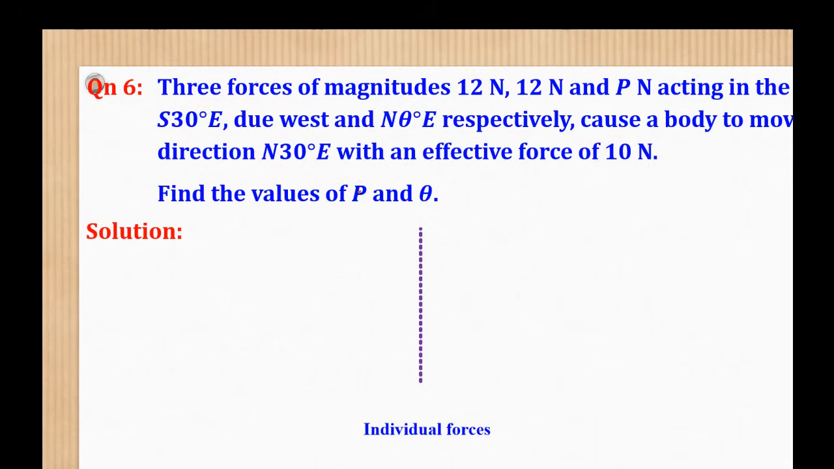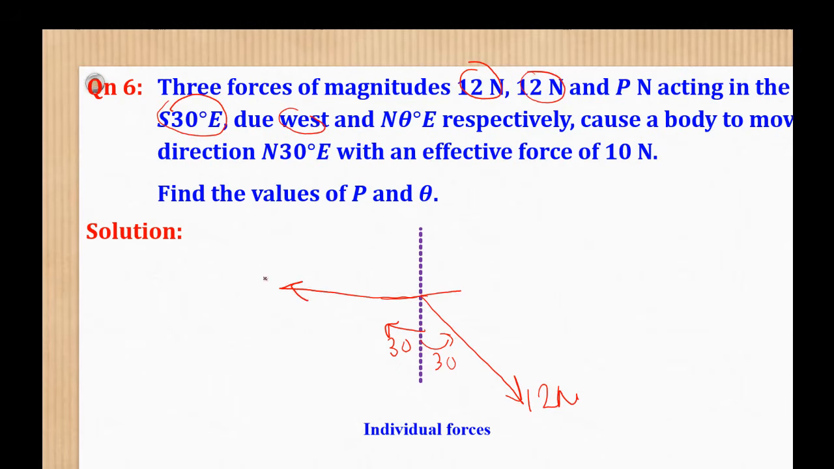So individual forces, we have 12 Newton in the direction south, 30 degrees east. So from south, you move towards east 30 degrees. East is this side. East 30 degrees, then you can locate force 12. Then this one is in due west. So due west will be this. Then P is north, move towards east 30 degrees, like that. So that's what they wanted.